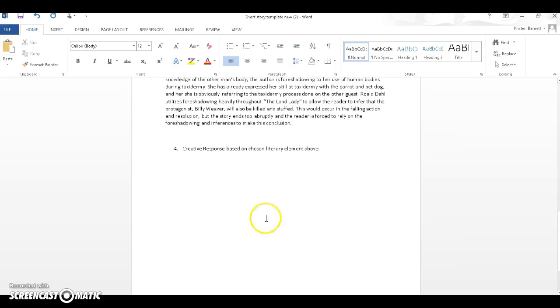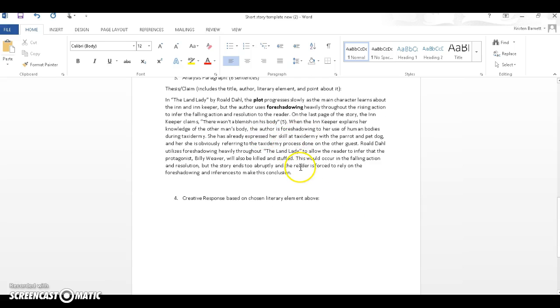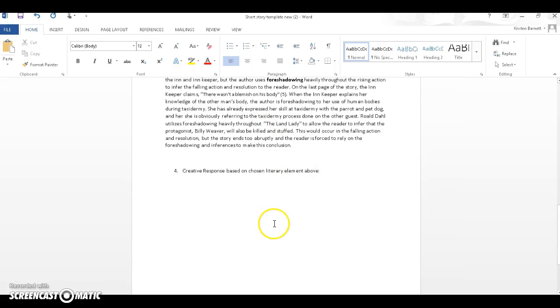So the last thing, the creative response, you have a lot of choices, but since we did foreshadowing and plot, I would want you to base your creative response on the foreshadowing in The Landlady in some creative way. If that doesn't make sense, please let me know and I will help.